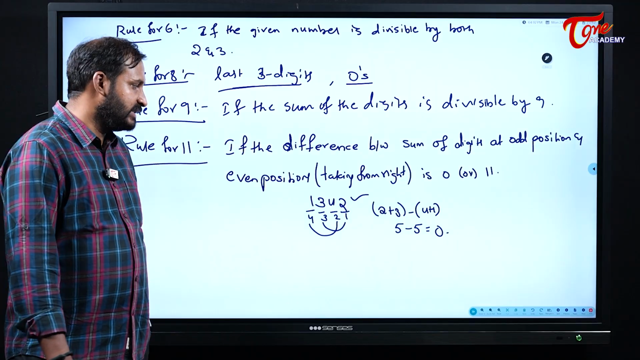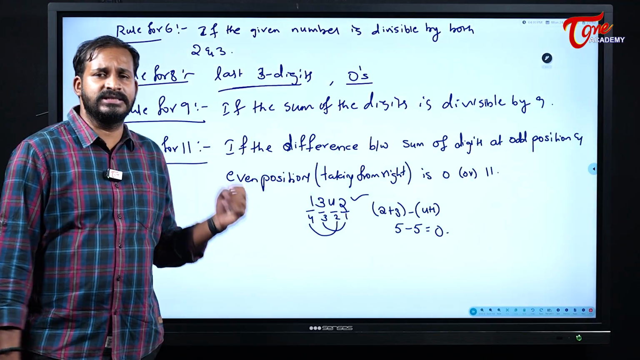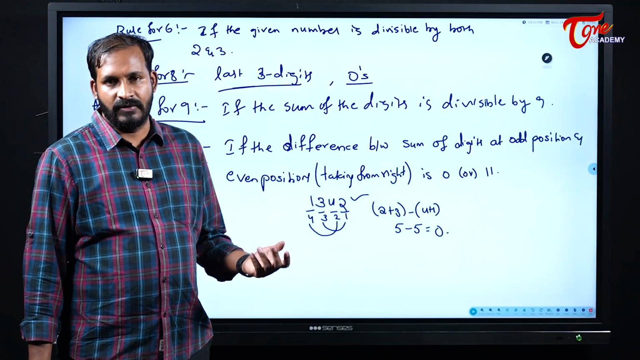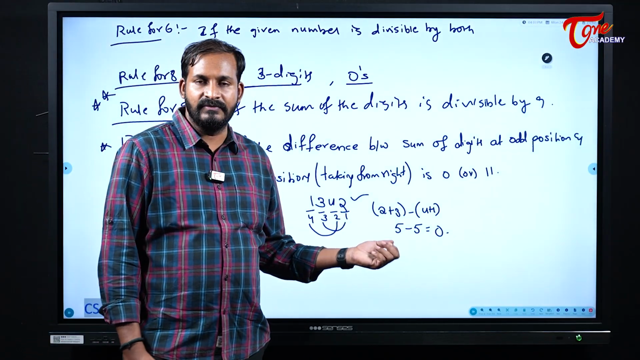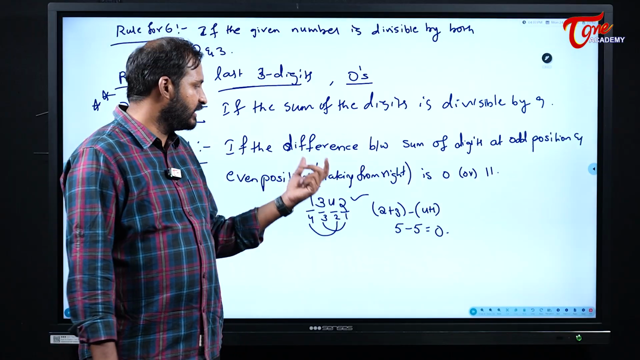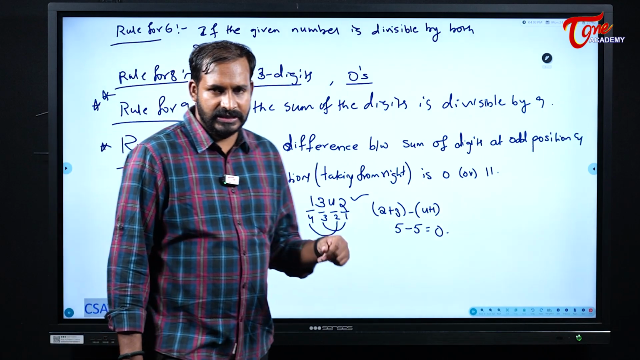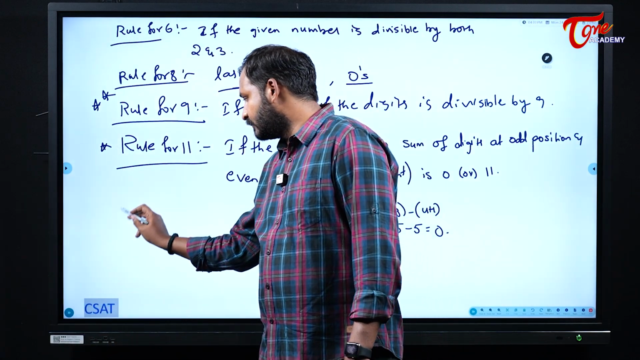Then I can say that 1342 is divisible by 11. And in some of the rarest of the rare cases, we may also get the difference as 11 or a multiple of 11. In that case also, you can take that the number is divisible by 11. Okay. Next, 12. See here, rule for 12.